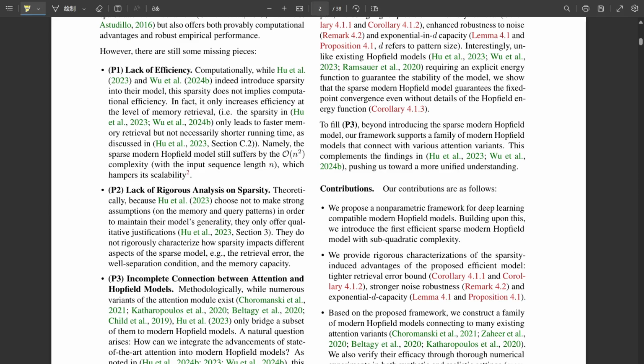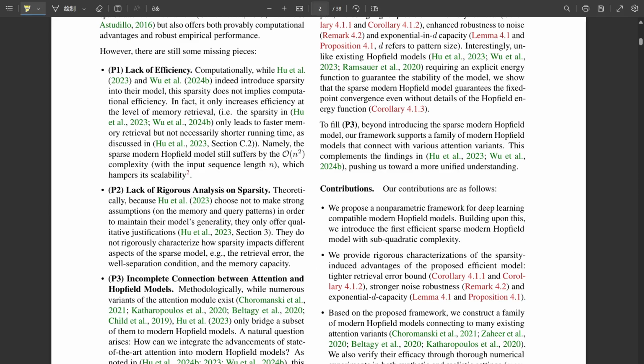The complexity scaled quadratically with the memory dimension, which can be a bottleneck. Also, there wasn't really a single unified theoretical framework that could easily derive different types of modern Hopfield models and provide strong guarantees across all of them. Okay. So this paper really tackled both of those issues head on, the efficiency and the unified theory.